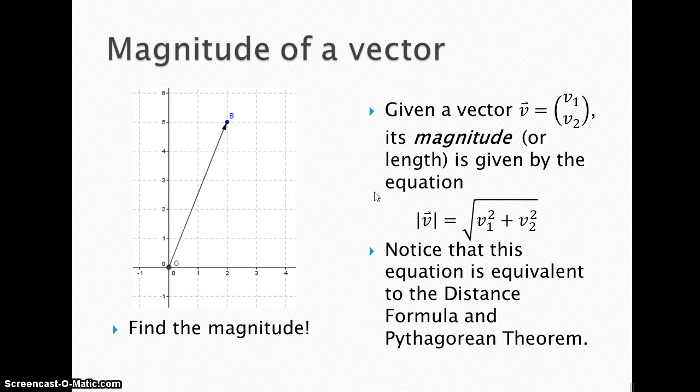Okie dokie. So that was hopefully pretty easy. You should have gotten that by just plugging into the formula. You get the square root of 2 squared plus 5 squared, which is the square root of 4 plus 25, or square root of 29. So that was pretty easy.